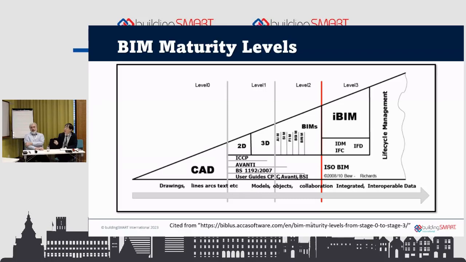Another keyword I want to check is these words. Level 0 is okay. Level 1 is models and objects. Then level 2 has collaboration, so the target of this level will be collaboration. And level 3's target is integration.